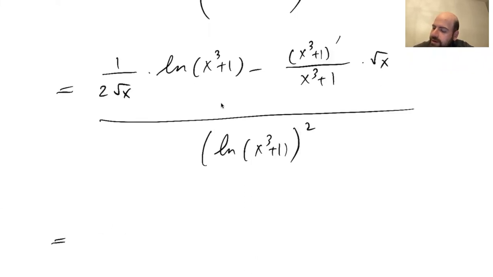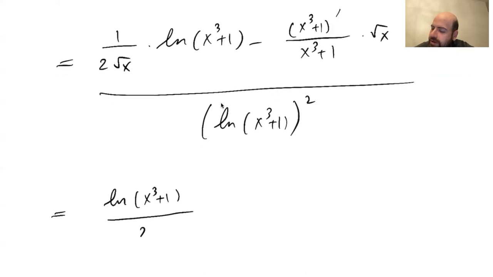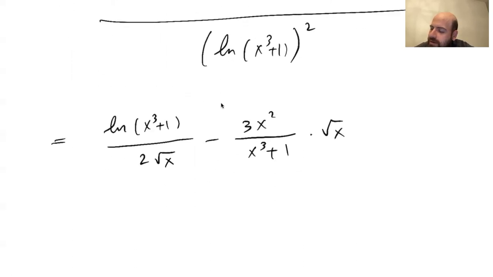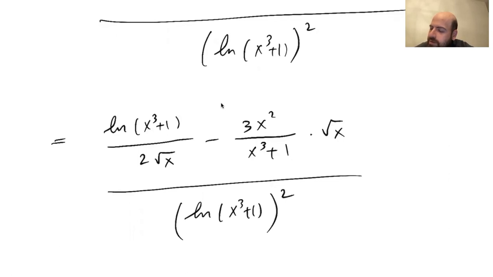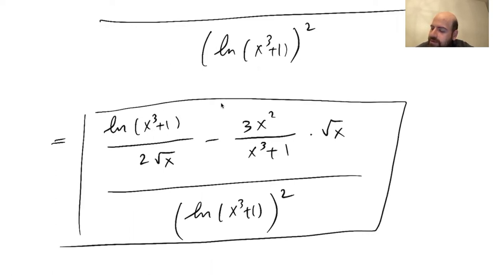And then this one, I can write as 1 over 2 root x times this. So it's going to be ln of x cubed plus 1 over 2 root x, minus, since the derivative of x cubed plus 1 is 3x squared, 3x squared divided by x cubed plus 1 times root x. And then the whole thing divided by ln of x cubed plus 1, the whole thing to power 2. So that's the final answer. You can leave it like this.